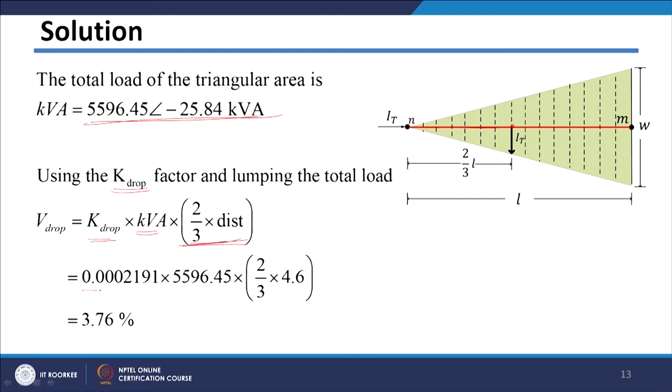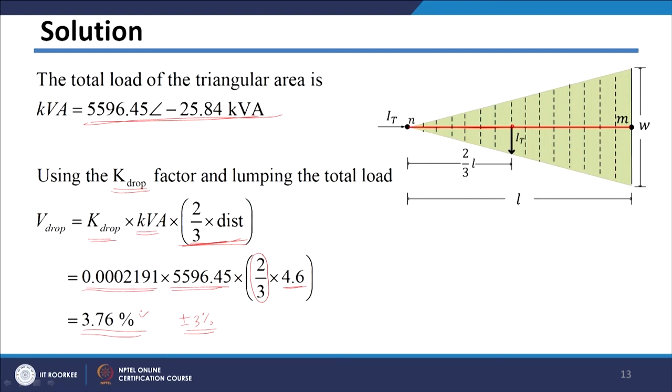So, the K drop factor is 0.000291 which is given, the kVA served in this area is also given, and the distance, we have seen, is 4.6 kilometer, and we have to take 2/3 of that distance. If you calculate it, it comes around 3.76%, and we can see that we want this within the limit of plus minus 3%, and here the limit of plus minus 3% is getting violated.